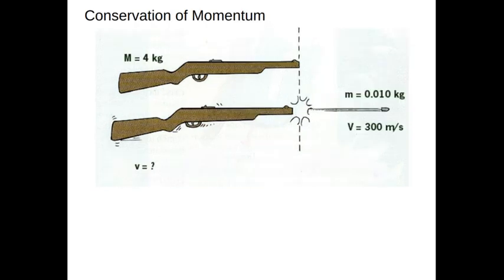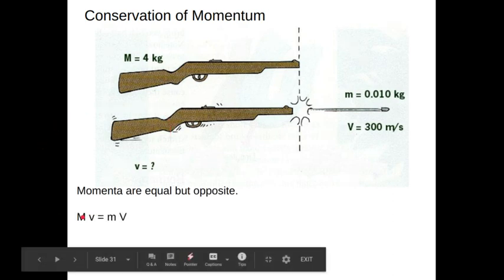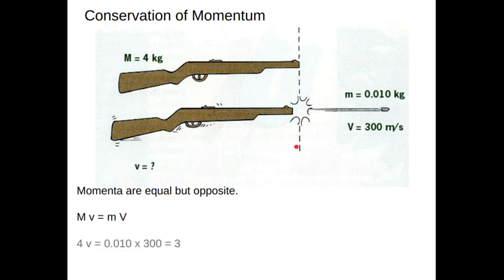So let's say in this case we had a gun with a mass of 4 and a bullet with a mass of 0.01, and we fired that bullet with a velocity of 300 meters per second. We could figure out the velocity of the gun. We've already basically done this. We know this because their momenta have got to be equal but opposite. By the way, the gun has most of its momentum in its mass, and the bullet has most of its momentum in its velocity.